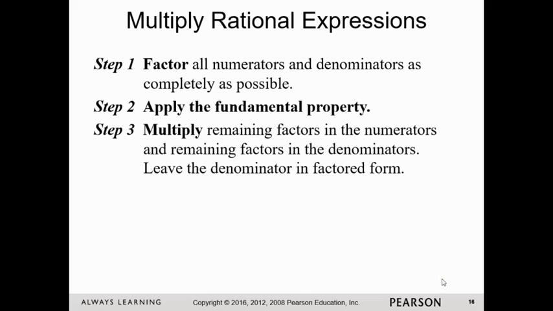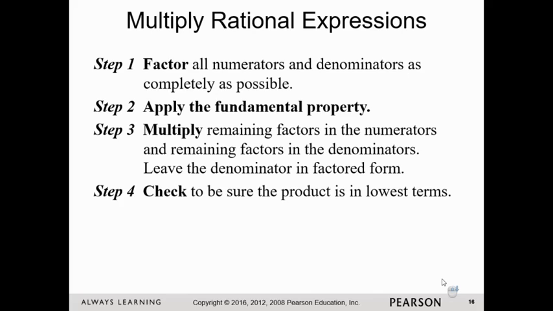We cancel out common factors. Then once we have applied the fundamental property, we multiply the remaining factors in the numerator and the remaining factors in the denominator, and typically we leave it in the factored form. And then double check once you've done this to make sure that it's in lowest terms.